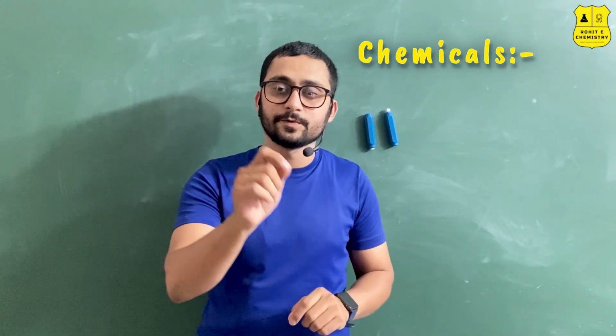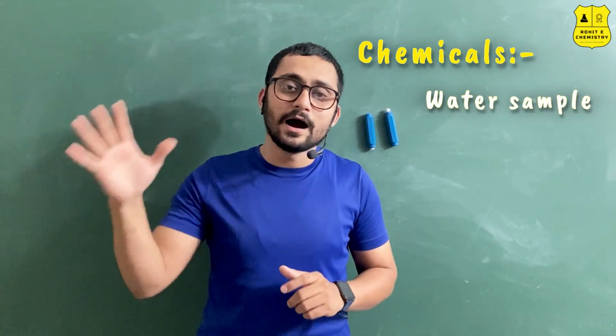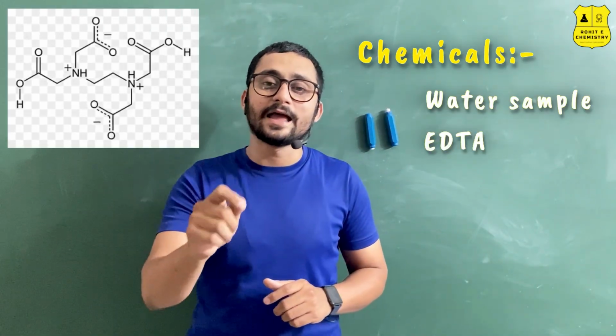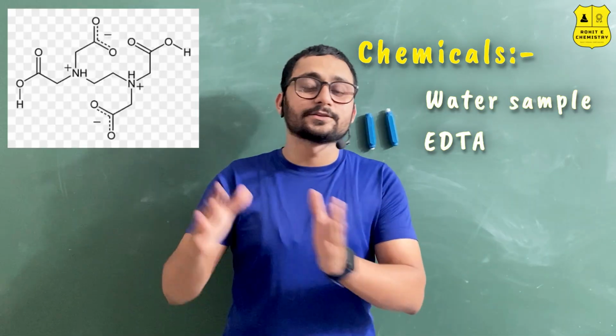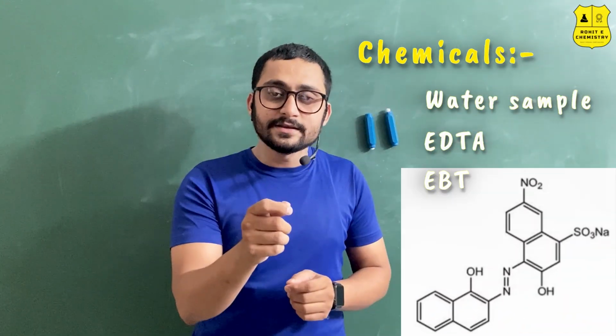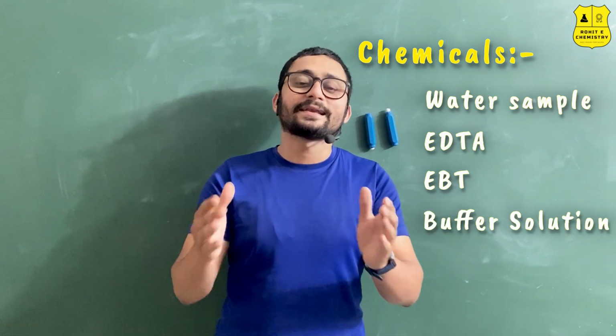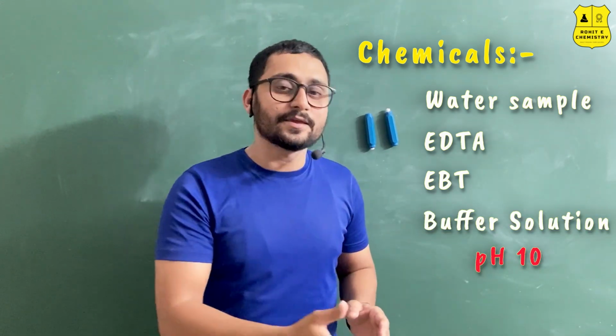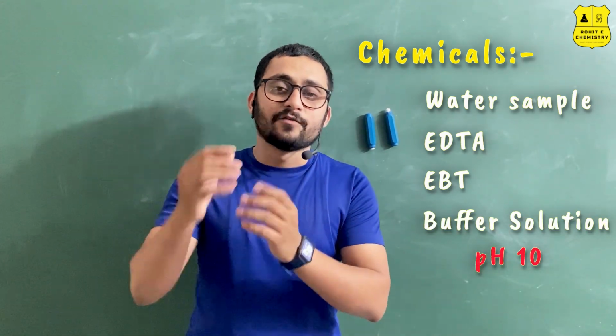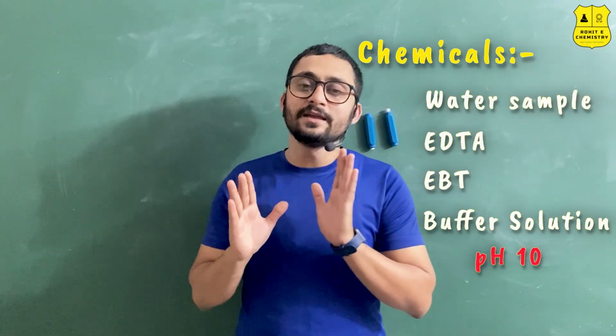Very simple. First we need a water sample as hard water. Second is ethylene diamine tetraacetic acid (EDTA) as a standard solution, and EBT, Eriochrome Black T, as an indicator, and a buffer solution to maintain the pH around 10. These chemicals are helpful to perform this experiment in the chemistry lab, right?